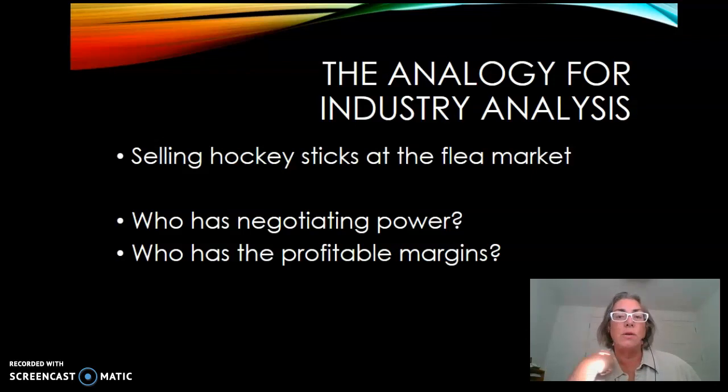So the analogy you can think about is selling hockey sticks at a flea market. If we have 20 sellers of hockey sticks in June, and we probably only have 5 or 10 buyers, then the bargaining power is with the buyers because there's 20 people trying to sell the hockey sticks and there's very few customers. But the same 20 sellers in September or October, when there's hundreds of people looking for hockey sticks, they might have a lot more bargaining power and they can raise their prices. So it's the same thing in every industry, and you need to think about who has the negotiating power and where are the profitable margins, and that will tell you a lot.